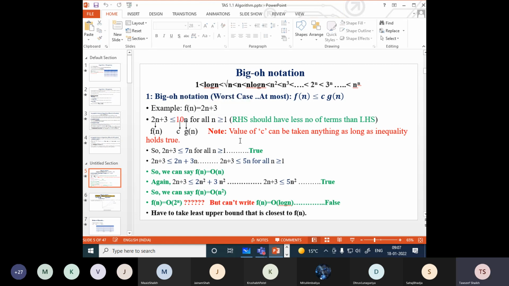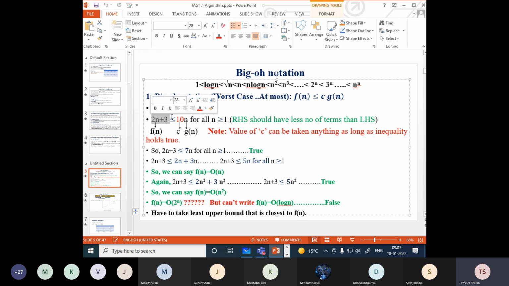So the point essentially is to clarify that the right hand side should have fewer terms than the LHS. On the left hand side of this inequality, we have two terms, 2n plus 3. One is linear, the other one is constant. There could also be some quadratic, 6n square plus 2n plus 3. It could be like that.